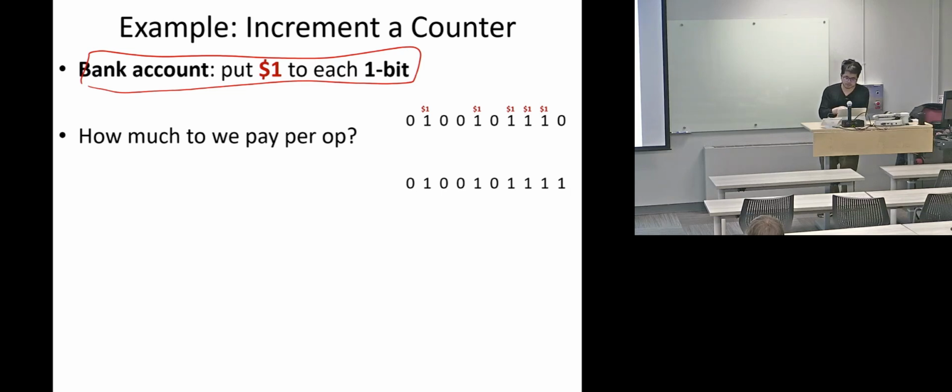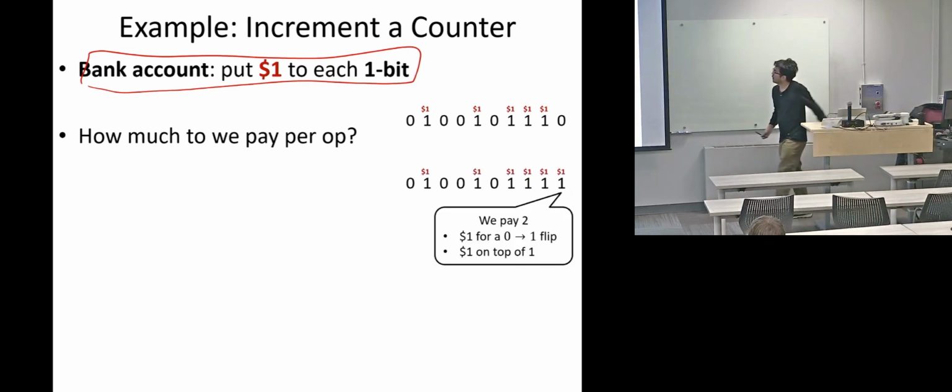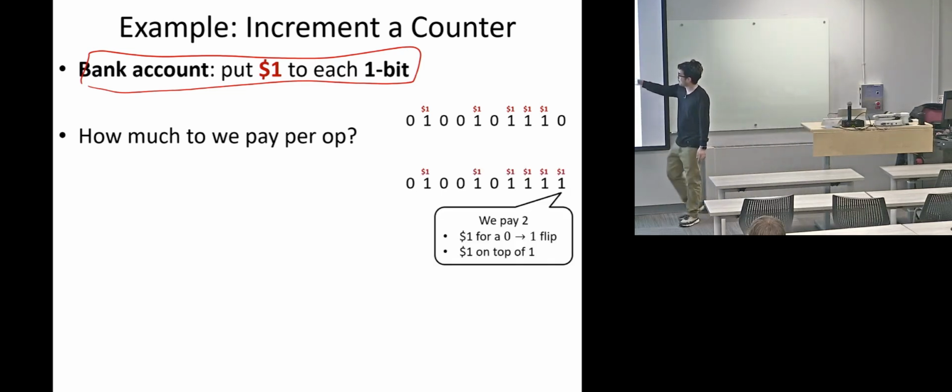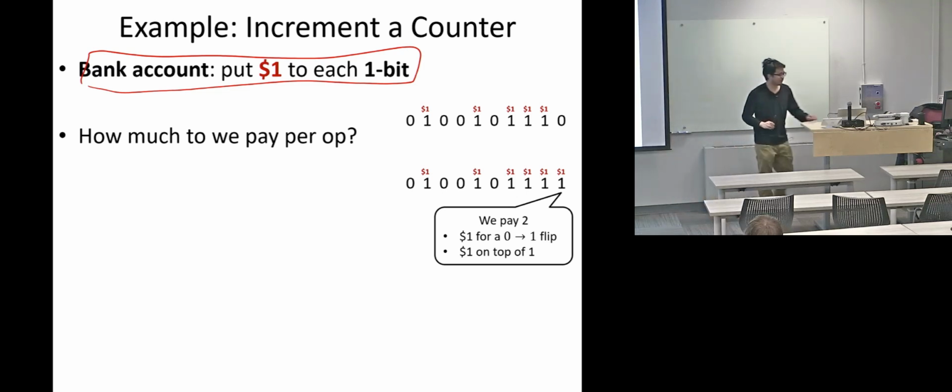So this is what happened. Here I actually pay 2. I pay 1 to flip 0 to 1, and I also pay another $1 to put the money here. Think of this as an advance payment that I pay to the bank. So here I pay 2. Let's look at the next step.